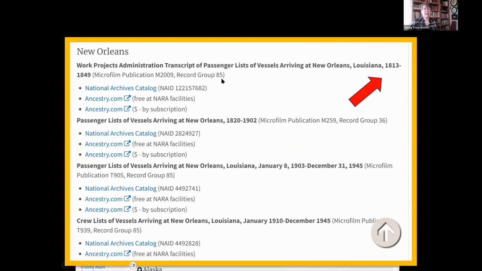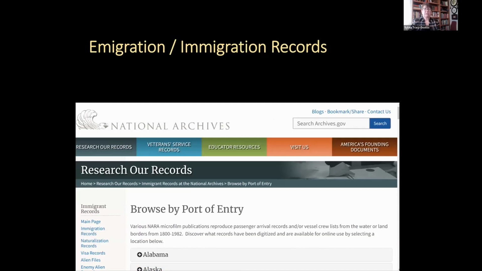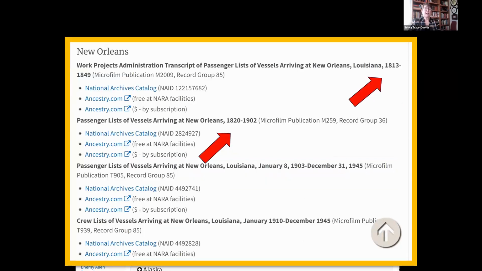This is the WPA transcript of passenger lists of vessels arriving in New Orleans. We also have a passenger list of vessels arriving in New Orleans here. So different databases offer different pieces of information, super helpful, and of course it tells you where to get that information: the National Archives catalog, as well as ancestry.com, which is available free at NARA facilities or by subscription.